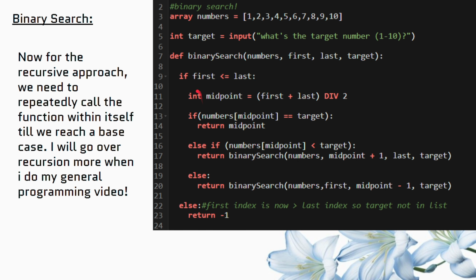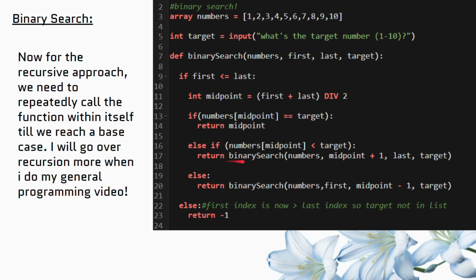Now, it's very, very similar. We have our base case here, where we're just checking if first is less than or equal to last, which it should be if the target value is within the list. And then we're doing very similar things. We're updating midpoint the same way. We're doing a similar check. However, we have our recursive calls.